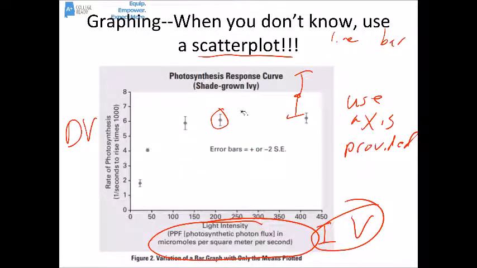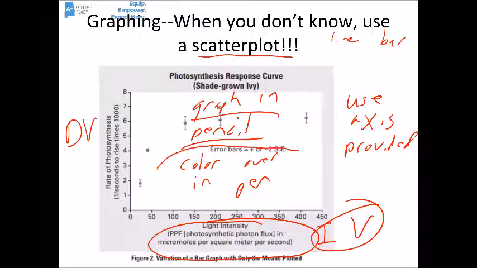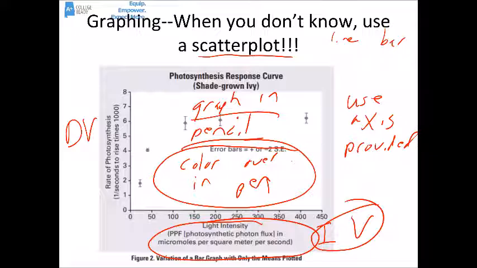Also, I will tell you that even though you're supposed to do your FRQ answers in pen, whenever you're doing graphs, I'm going to tell you to graph in pencil. And then once you're finished and you know it all fits, you know it all works, then color over the pencil in pen. Okay? So graph in pencil until you know it's right. And then once you know it's right, then color over the pencil marks in ink pen. All right. Any questions for me on graphing?